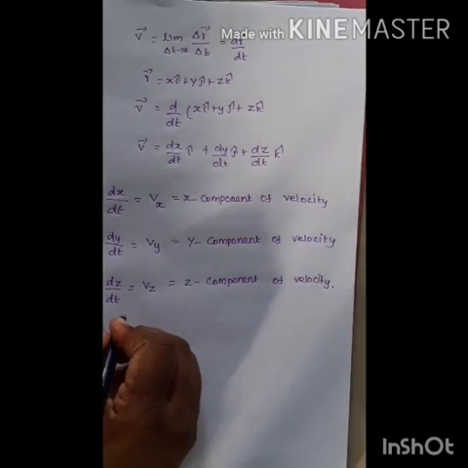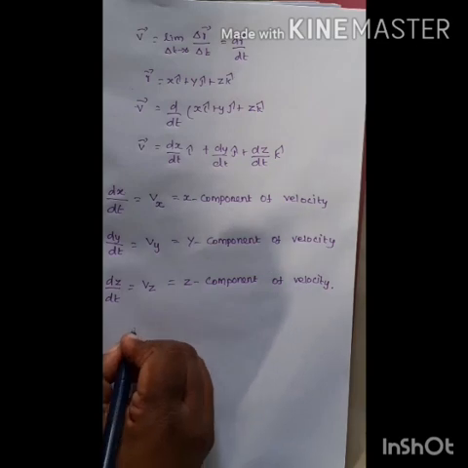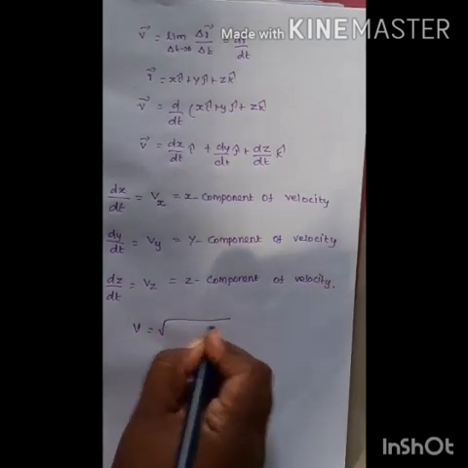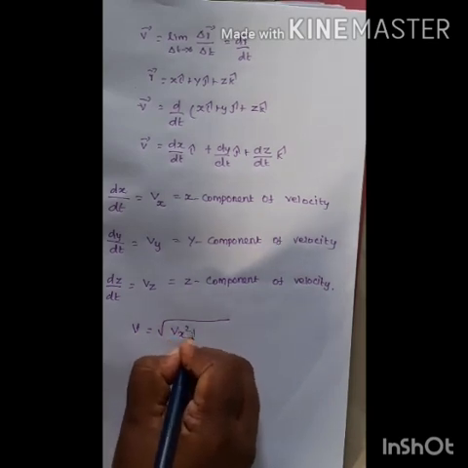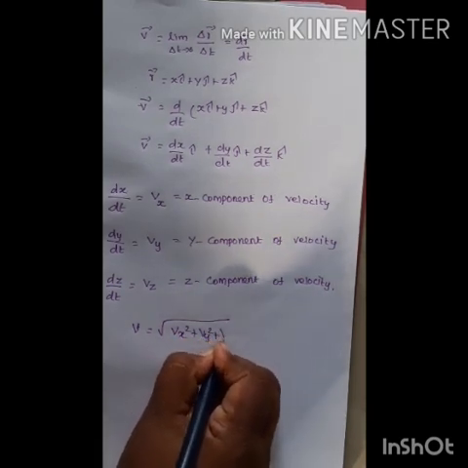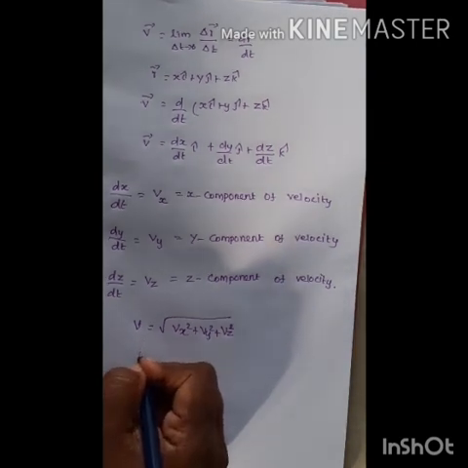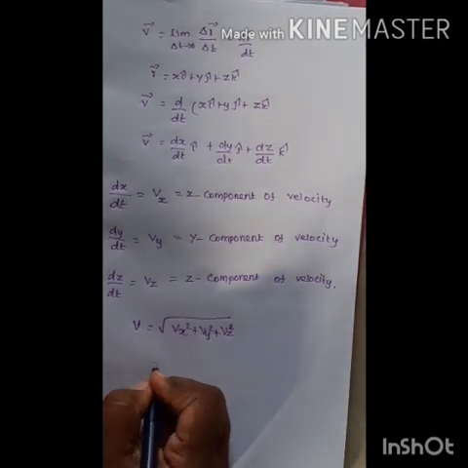This is the speed. Next, we find the value of speed. v is equal to root of v of x square plus v of y square plus v of z square. Speed is a scalar quantity. The unit of speed is meter per second.